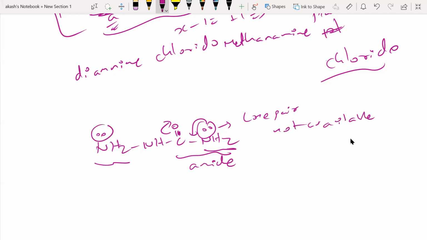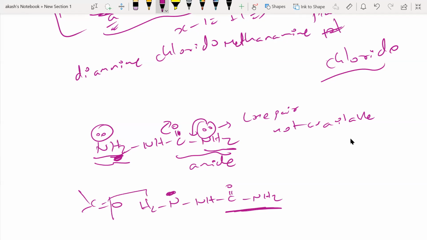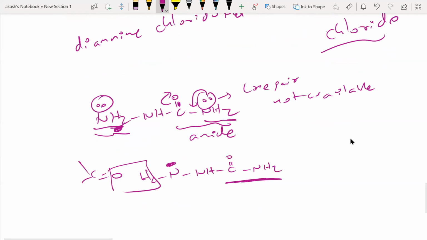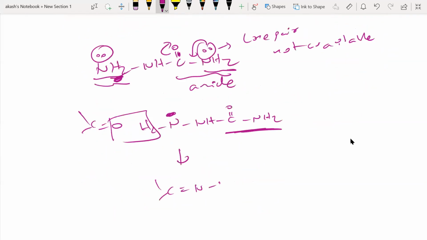But this lone pair is fully available to this nitrogen, and that is the reason why, when I have a C double bond O, we will take up this NH2 only. We will take up NH2 like this, C double bond O, NH2. This is not going to be involved in the bond formation; because of the presence of the lone pair on this, I'm going to have the bond formation happening. So you remove the H2O to form C double bond NH, C double bond O, NH2.